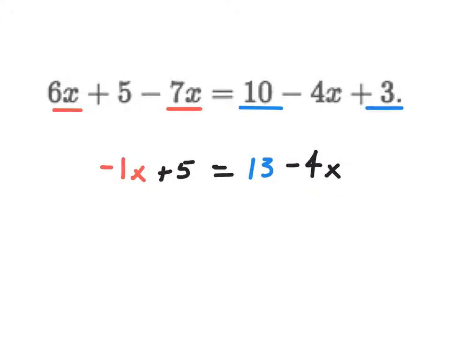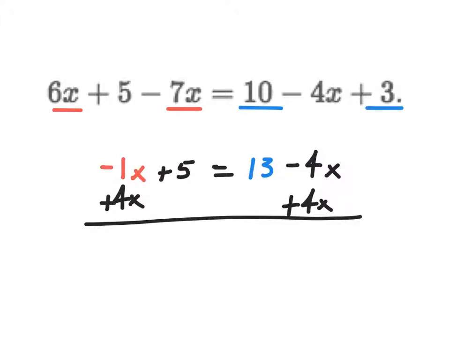Now what I want to do is get all my x's on one side of the equal sign, and if I add the 1x here to this right side, this will give me a negative number, okay? So what I want to do is actually add the 4x to both sides, because that will make my coefficient positive. So if I add 4x to both sides, then negative 4x plus 4x adds to 0, and then negative 1x plus 4x, so 4 minus 1 is going to give me positive 3x.